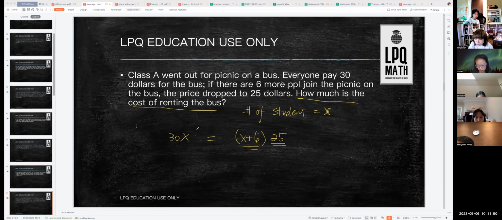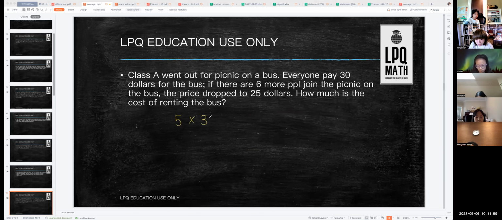They equal each other because the rent for the bus is the same. I'm going to do it again. If I have 5 people, how much money do I get? 30 times 5. Correct, Violet? If I have 10 people, how much money for the bus? 10 times 30. If I have X people, how much money do I rent the bus for? 30 times X. Correct? Because the number of people has increased by 6, there are more people, right?